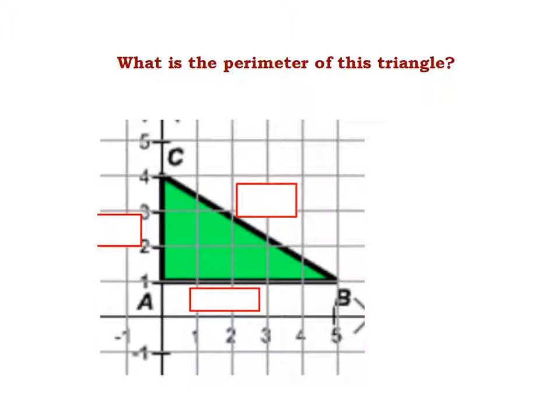All right, looking here, we're doing the perimeter of a triangle, but this triangle's on a grid. Perimeter is distance around, so I'm just going to have to add up the three sides here, it looks like.